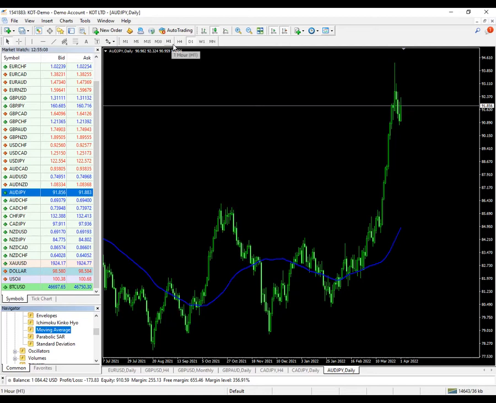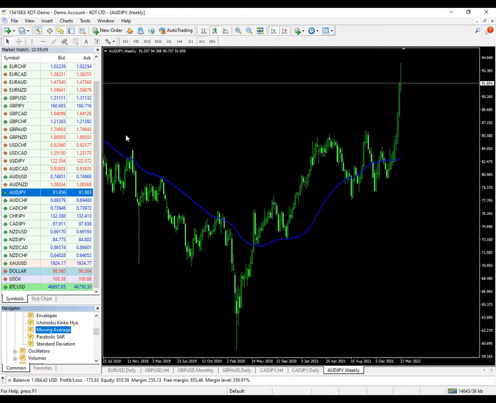All right. So with this, if I go to the weekly, this is on the weekly time frame. If I go to the weekly time frame, let's see, you see a bounce here. A good bounce over here.